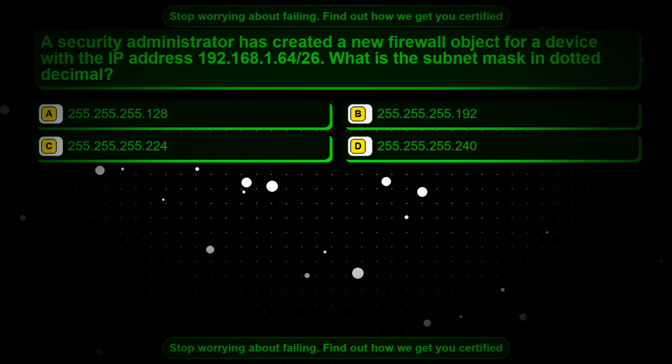Question 17. A security administrator has created a new firewall object for a device with the IP address 192.168.1.64/26. What is the subnet mask in dotted decimal? Option A, 255.255.255.128. Option B, 255.255.255.192. Option C, 255.255.255.224. Option D, 255.255.255.240.